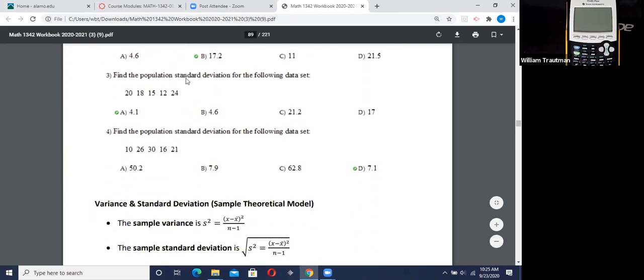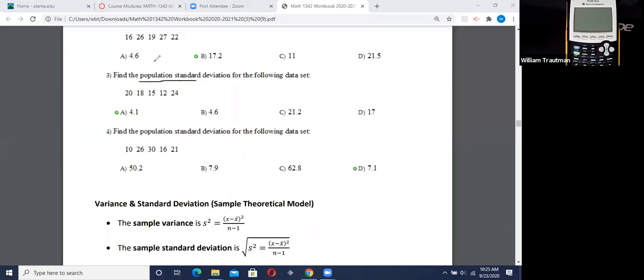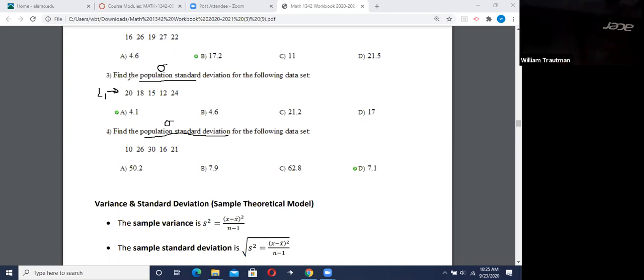Find the population standard deviation. Population standard deviation. And the population standard deviation, the symbol looks like this. This one says find the population standard deviation. Once again, also the symbol looks like this. So let's put this data into L1. There's the data. So we're putting that into L1.